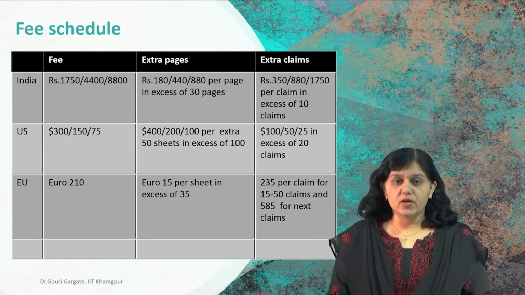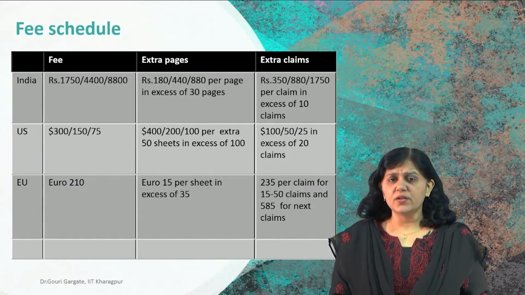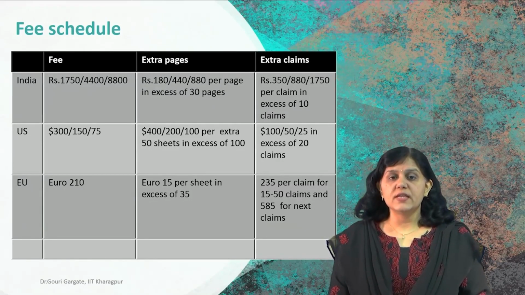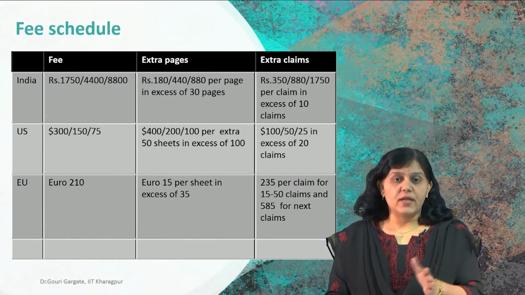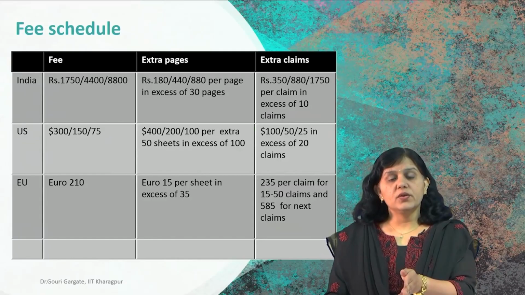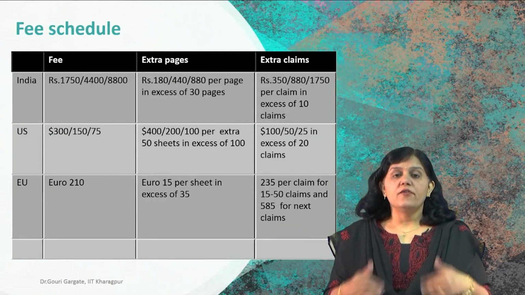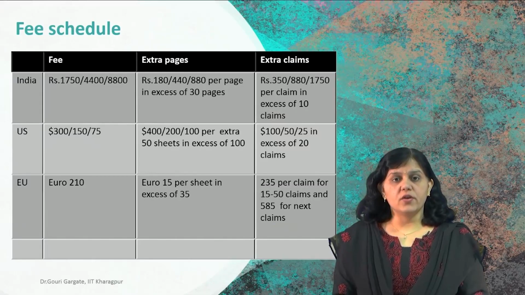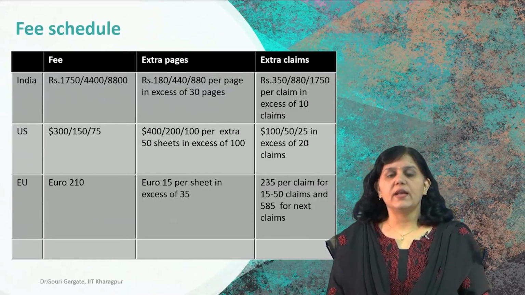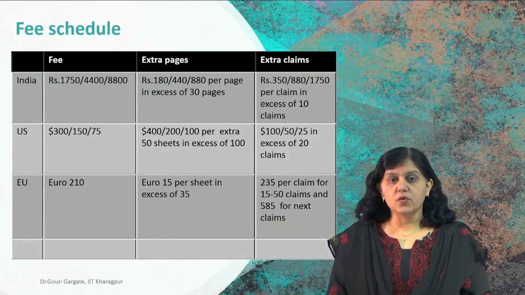What about Europe? When you are filing a patent in Europe, the European Union, what is the condition? Here you will not see any categorization. The fees are in euros, right? So, you have to give a fee of 210 euros. Now, in India we have seen a 30 pages limit; in Europe the limit is 35. If there is an extra sheet, then you have to give 15 euros per sheet, right? So, that is the case when you are filing a patent in Europe, the European Union.